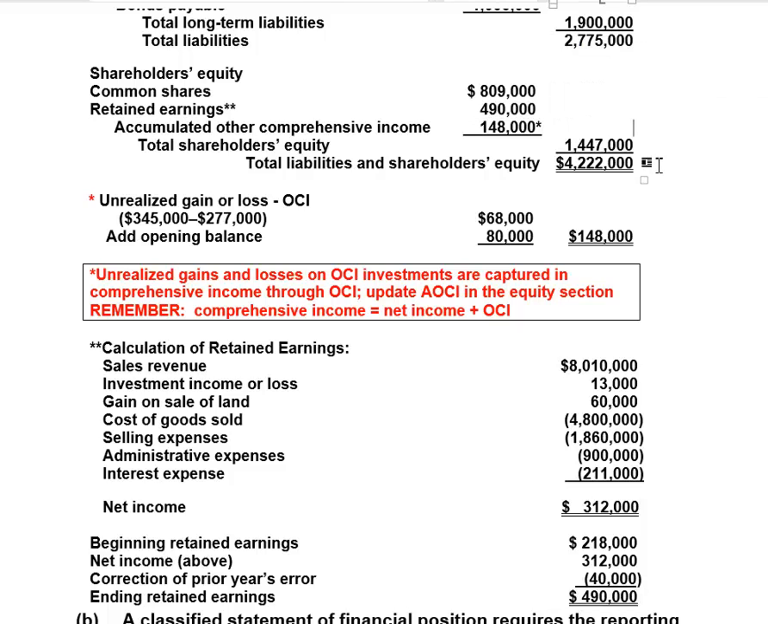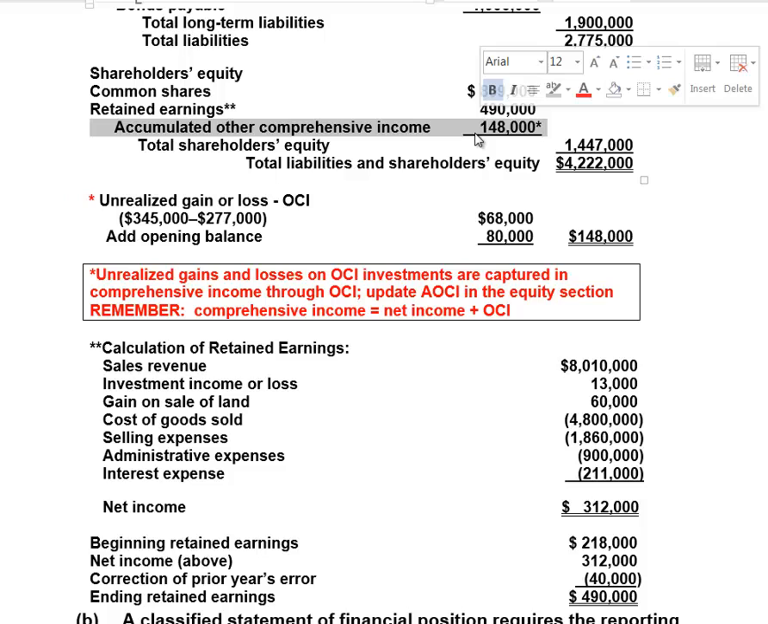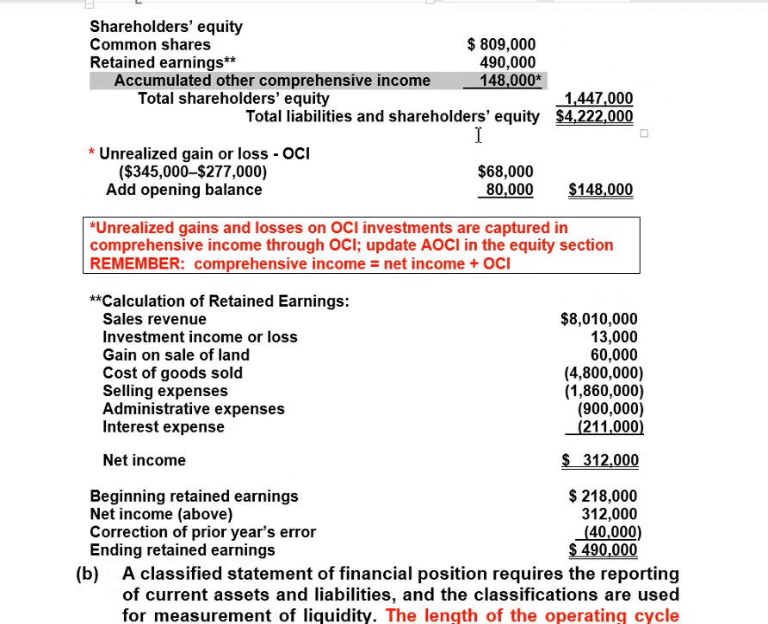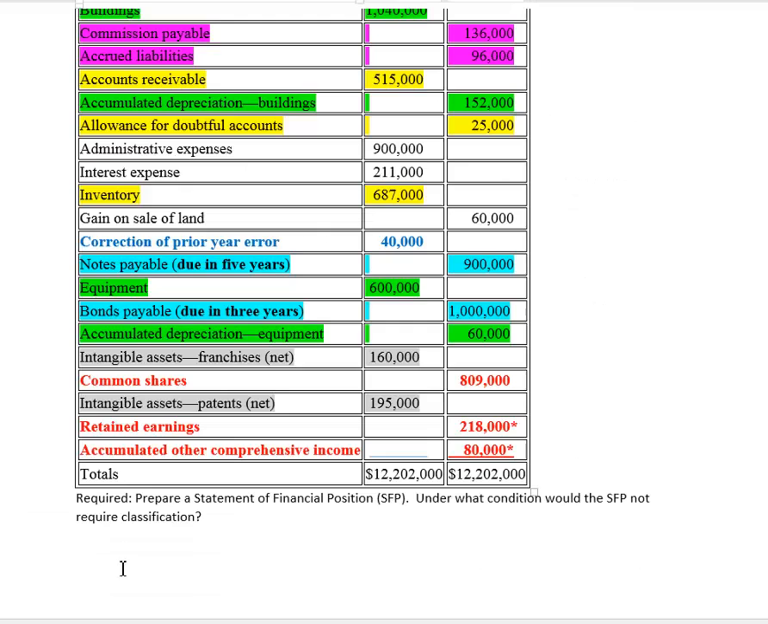So the last item we have to deal with on the statement of financial position is an account we've talked about, which is accumulated other comprehensive income. We did say in class that this account is in the equity section. So how does that happen? Or how do we get the final balance in the account? Well, if you check your trial balance, they're giving you $80,000.